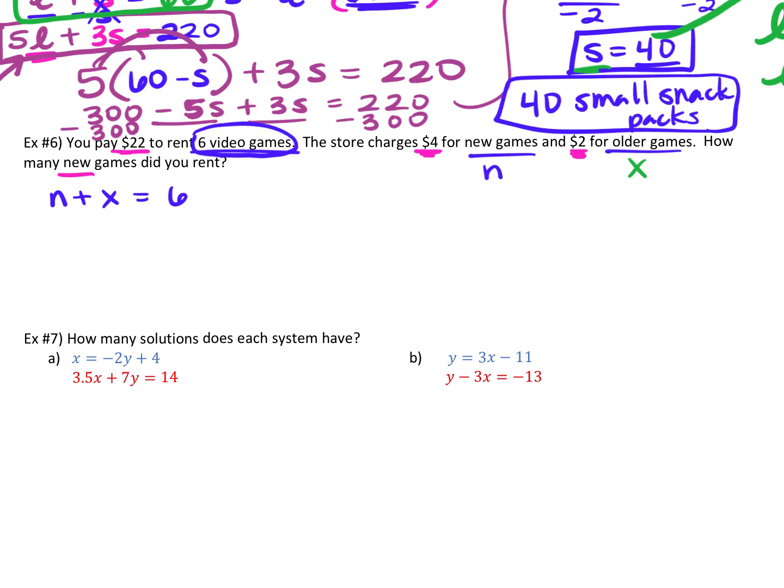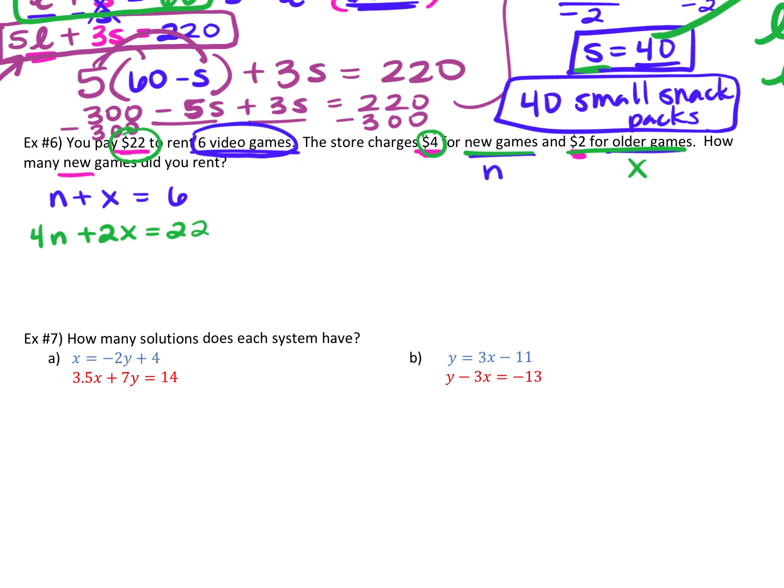But then the money part of it, it's $4 per new game, so $4 per new game plus $2 per old game, and I pay a total of $22. So all the dollars stick together. That's my green equation. So now they're asking us, how many new games did you rent?